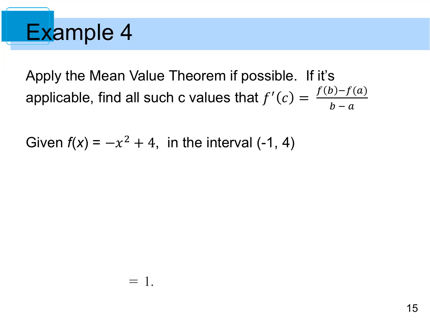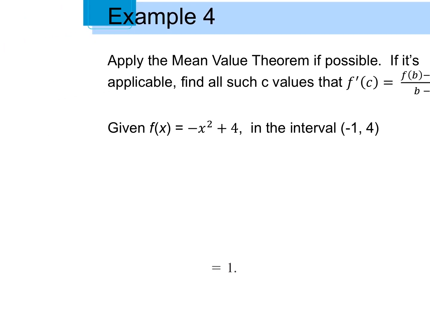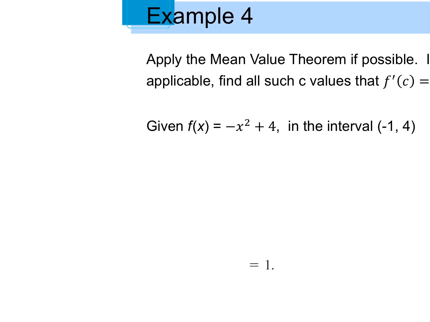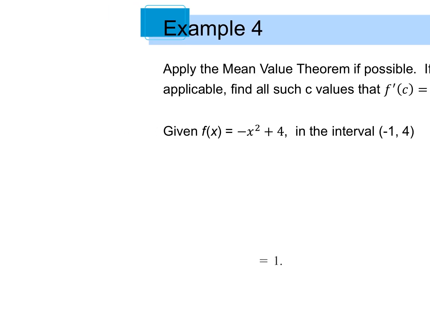Let's do the same thing for example 4. It says apply the mean value theorem if possible. If it's applicable, find all such c values that f prime of c is equal to our slope. So we're given the function negative x squared plus 4 on the interval from negative 1 to 4. In order to use mean value theorem, we need to make sure that it's continuous and it's differentiable.